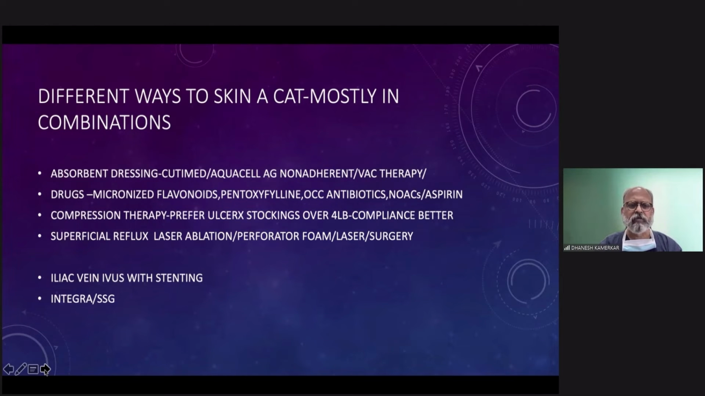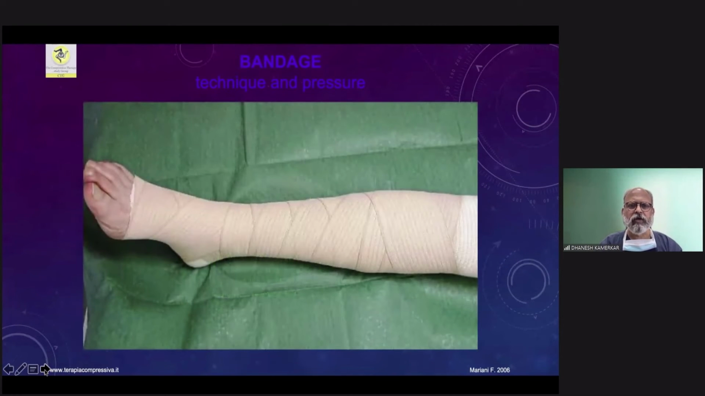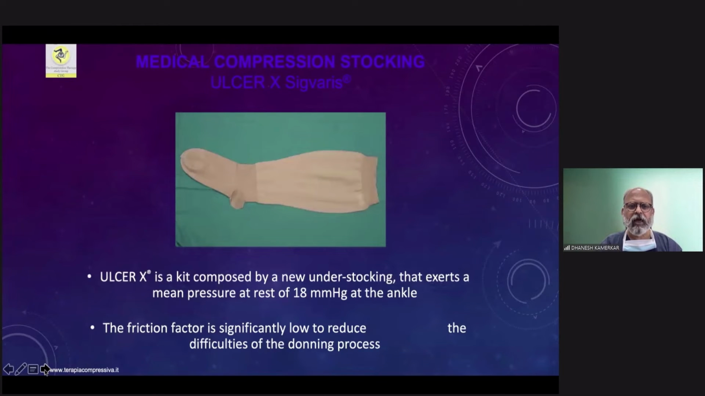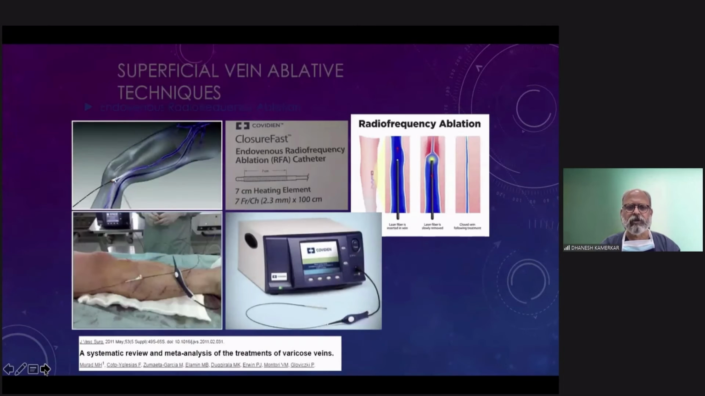And for superficial reflux, like laser ablation or perforator treatment, either using foam, laser or surgery. Then iliac veins with stenting, followed by the healing integrate or SHG. This is a combination with bandage techniques and pressure, but I use Ulcerex, which is basically one stocking on top of another, 2-layer stockings. And I think it gives better compression as compared to a 4-layer bandage. The compliance is much better.